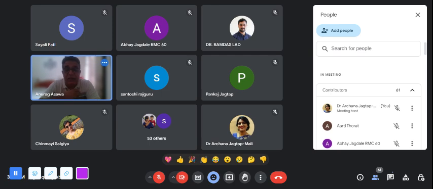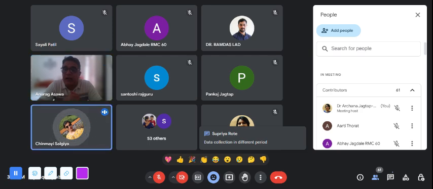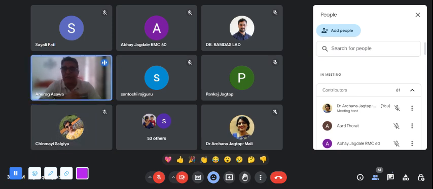Any idea? Cross... so is it data cross section, means of different groups, I guess? Correct, correct. Yes, you are right in direction, let's say. Can you elaborate it more, please? Data collection in different periods? We have done data collection of different groups at the same time, in a single time period. Correct. Absolutely correct. When we collect information at a given point of time, it is cross-section data.